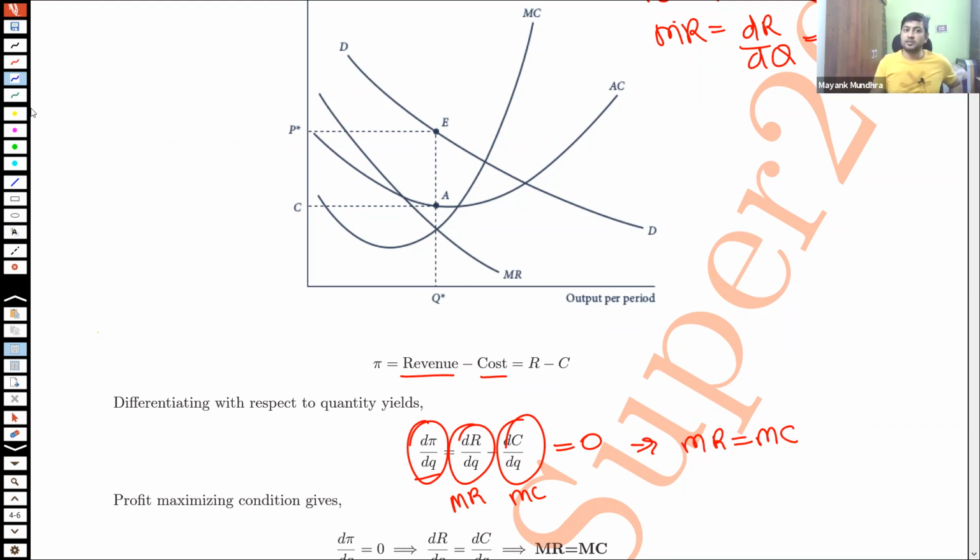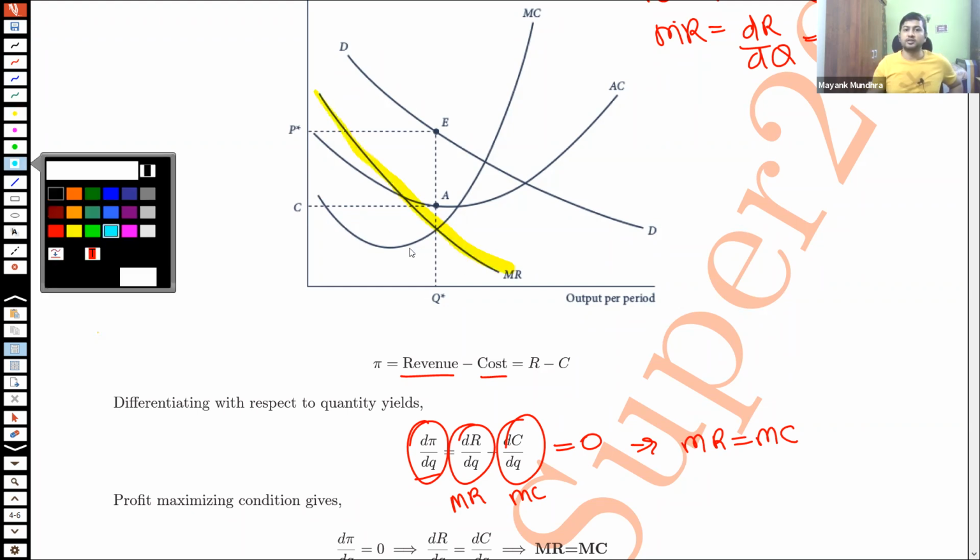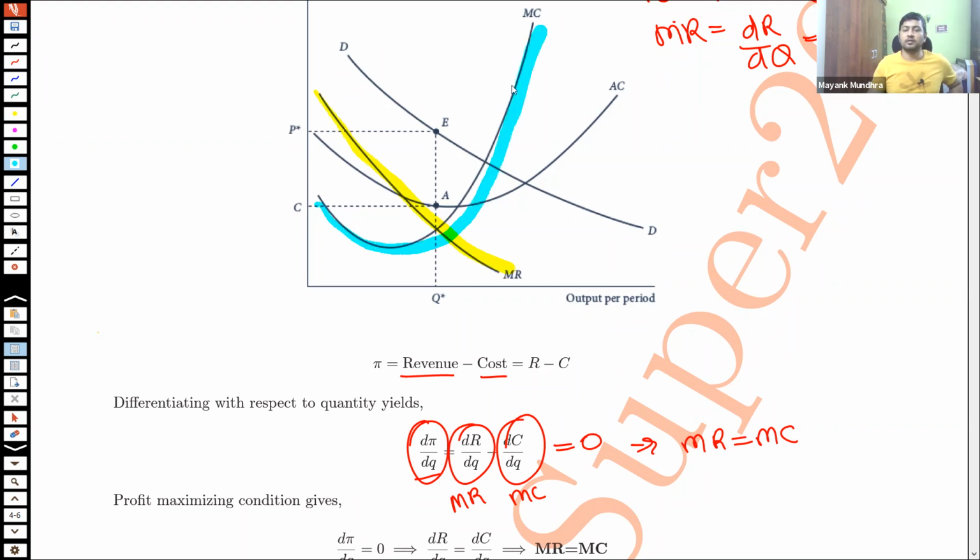So you see, this is my marginal revenue curve. This is my marginal cost curve. The two intersect at this point. So that is going to give me the quantity which is going to be supplied here. So the quantity supplied is going to be given by this intersection. So this is the quantity which maximizes the profit.